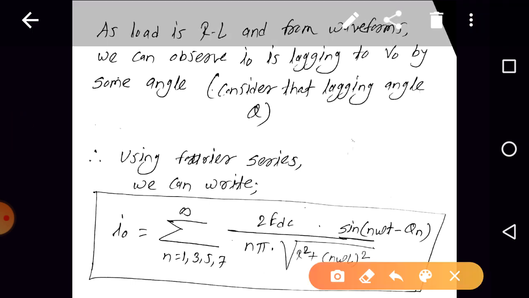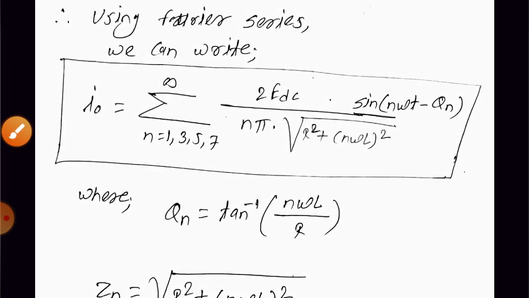Therefore the inductive reactance, that is the opposition offered by the inductor to alternating current, or to the nth harmonic current, will change depending on the frequency, right? As the order of the harmonic increases, its frequency definitely increases. So the opposition offered by the inductor to that current will definitely increase, right? So there is a change in the expression, right?